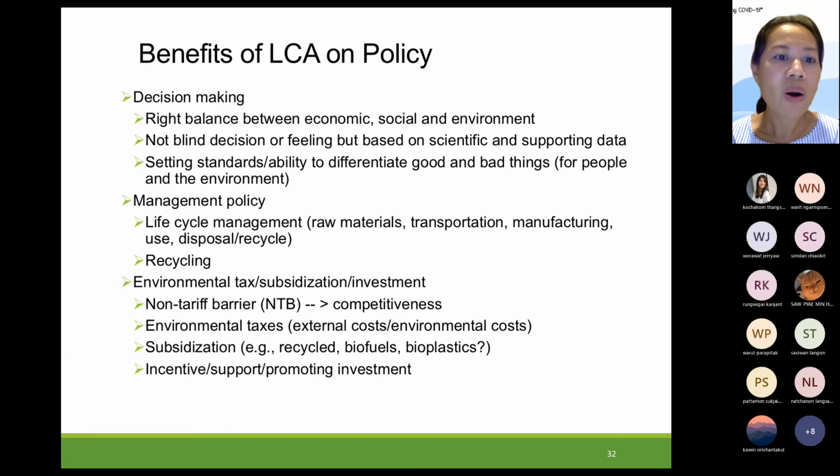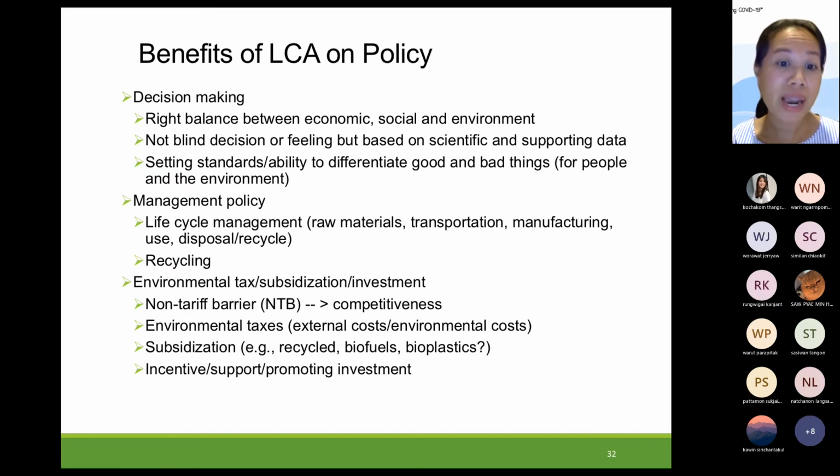And the management policy, like life cycle management, like the raw material transportation or all processes, and also the recycling process. And nowadays, I have talked about the circular economy for plastic waste or other waste in Thailand, right? And also they use this information for the recycling process. But for some kinds of waste, why don't they want to recycle? Because during the recycling process, maybe it consumes a lot of energy and produces a lot of environmental impact, when compared to the original material. Maybe the recycling process is not appropriate for some products. You have to use this information to make some policies, right?